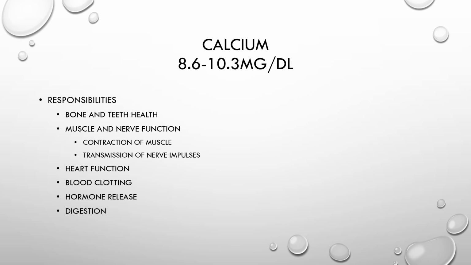Our parathyroid controls the breakdown of our calcium from our bones, as well as renal excretion of calcium. So that's going to be, again, kidney excretion, and then our bone demineralization and reabsorption. So breaking down our bones if we need more calcium, or putting calcium back into our bones if we have enough.